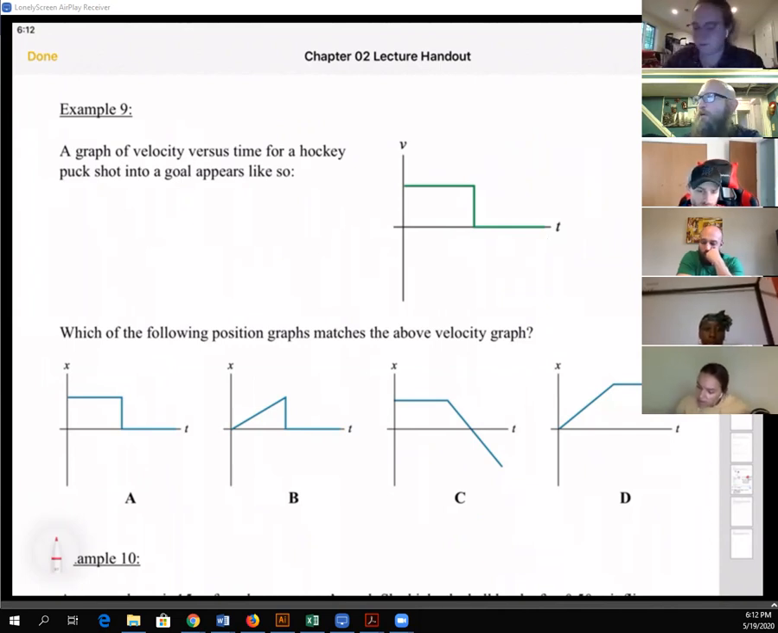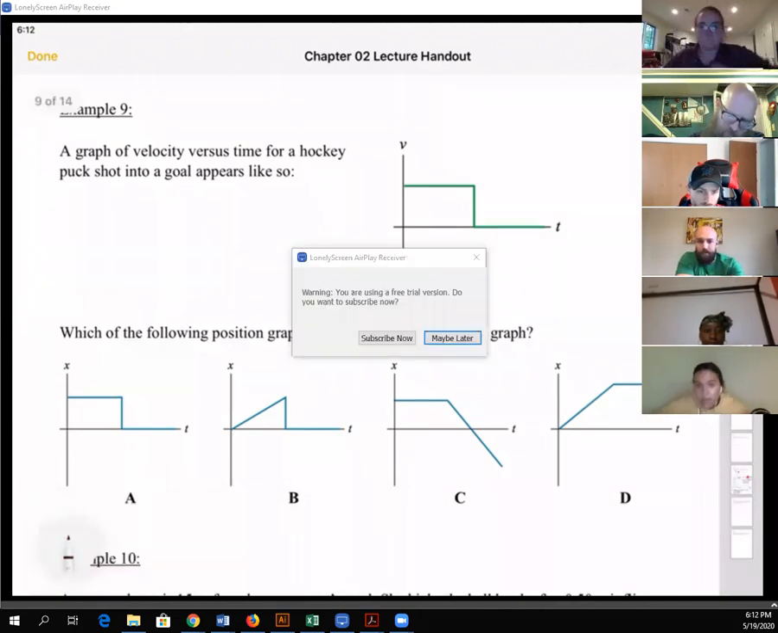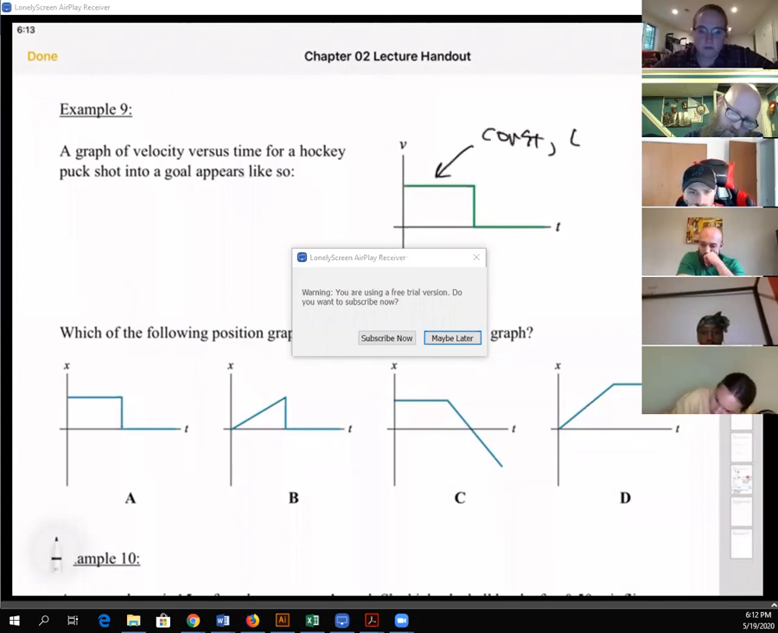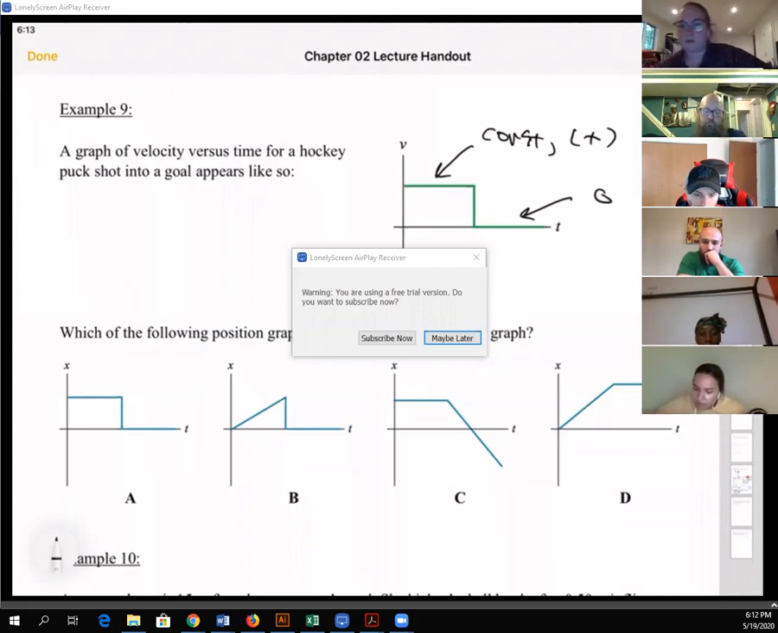So there's velocity versus time. It looks like it's positive and constant, and then 0. That's v. Ooh, that's my slope. Sorry, that's not the slope. That's what the velocity is literally doing. So how do we go from v to x? Remember that it's area. Okay, that's not super helpful.